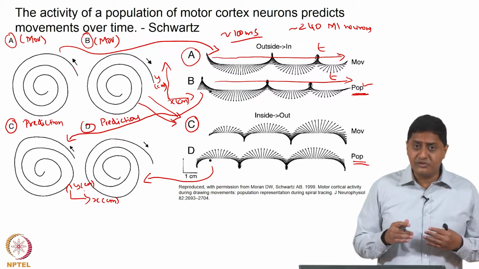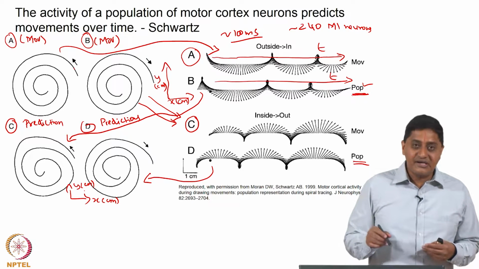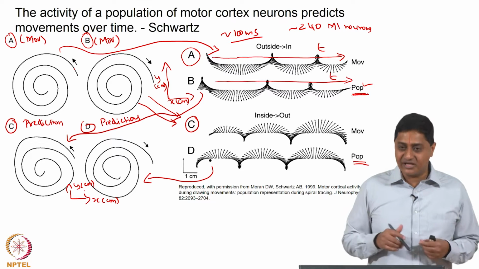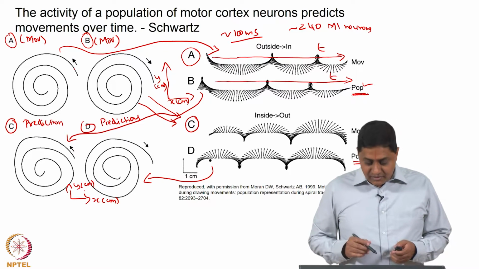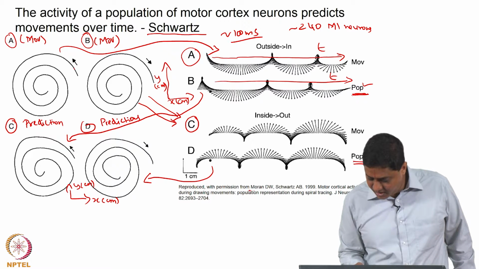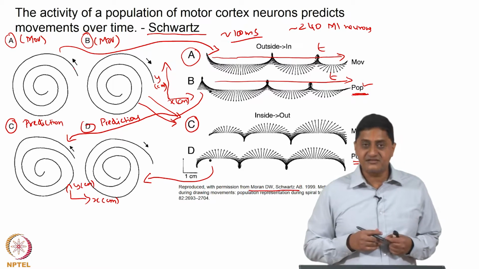So, I am not going to be able to exactly predict this moved by so many centimeters, but I can predict the approximate trajectory of movement. So, the characteristic of movement I can predict. This is the work of Andy Schwartz. This is Moran and Schwartz 1999, thanks to our colleagues for sharing this data.